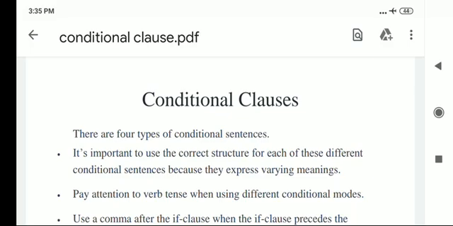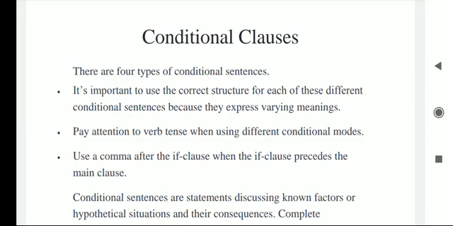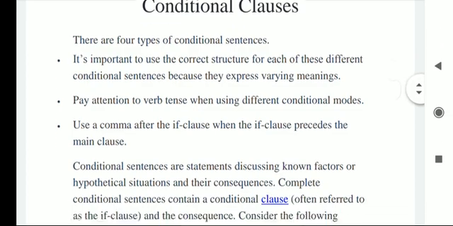Our today's topic for discussion is conditional clauses. Dear students, there are four types of conditional sentences. It is important to use the correct structure for each of these different conditional sentences because they express varying meanings. Pay attention to verb tenses when using different conditional modes. Use a comma after the if clause when the if clause precedes the main clause.